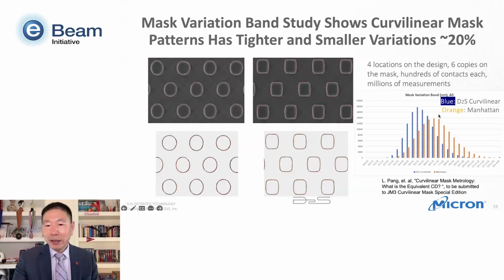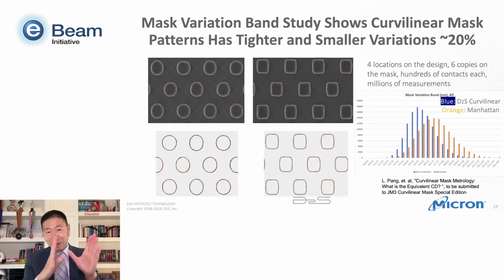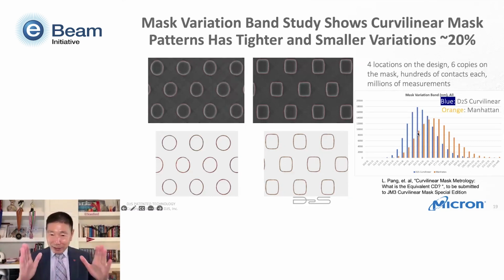We compare those two. The blue is the D2S curvilinear. The orange is the Manhattan pattern. And clearly you see there are 2 observations. One is the curvilinear pattern shifted to the left, meaning they are closer to 0, so their bandwidth is actually smaller or tighter. Second, you look at their distribution, it is also narrower. That means their bandwidths are more constant, right? So the bandwidth variation is also smaller.